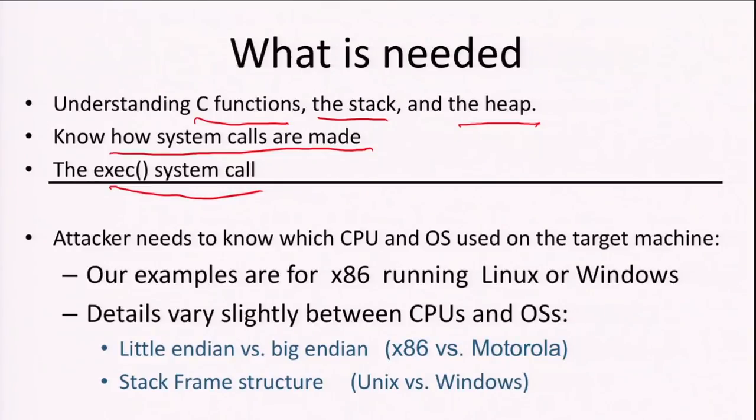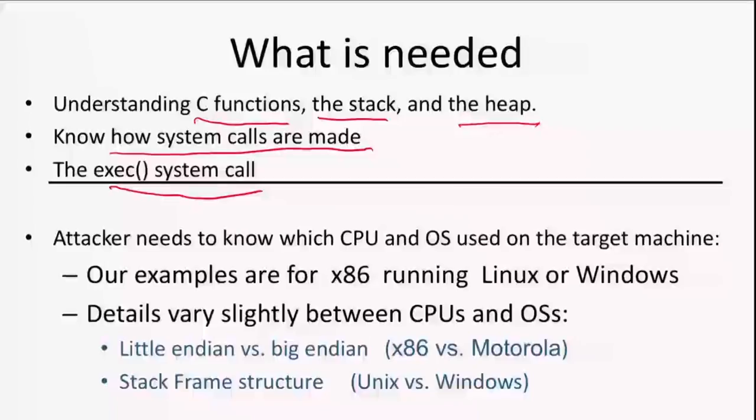Also, the attacker needs to know what CPU and OS is being used on the target machine, and the reason for that is the structure of the stack and how system calls are made, and whether there are already existing defenses and how to circumvent those defenses. Those things depend on what system the exploited program or attack program is running on. And there are slight variations between CPUs and OSs.